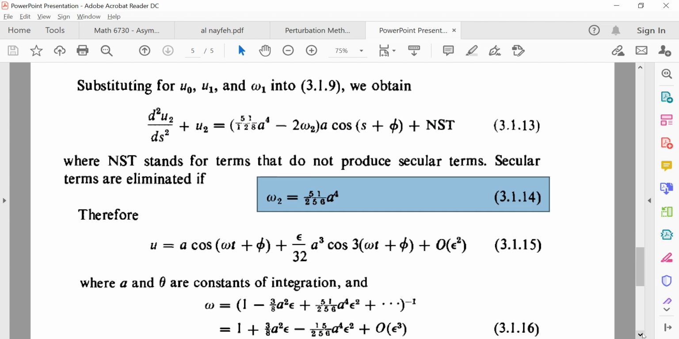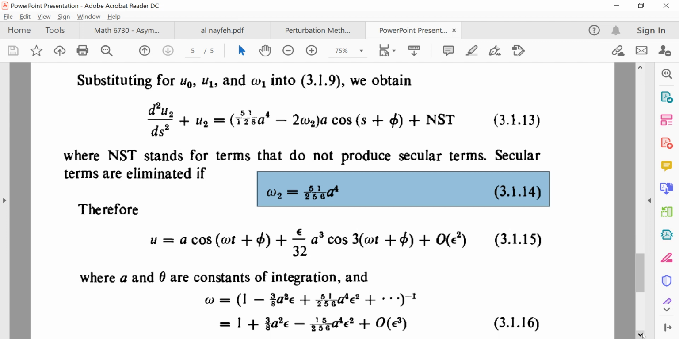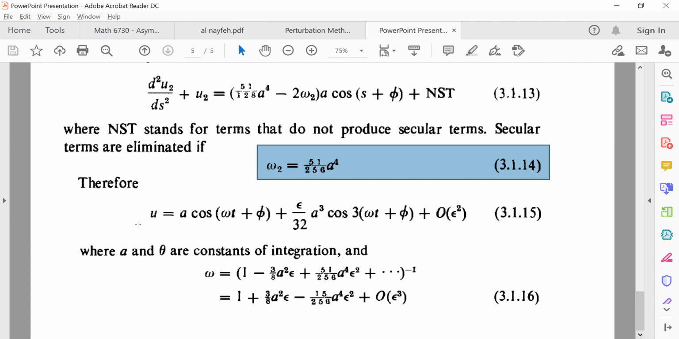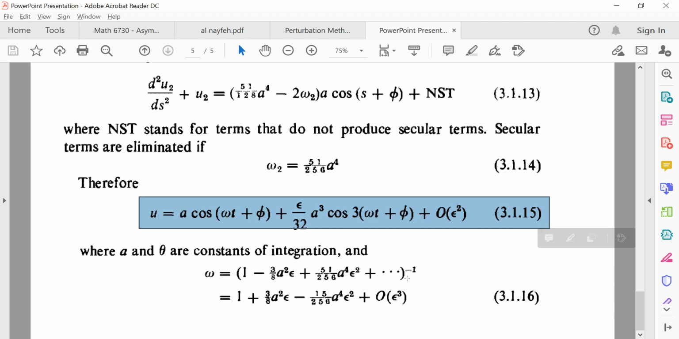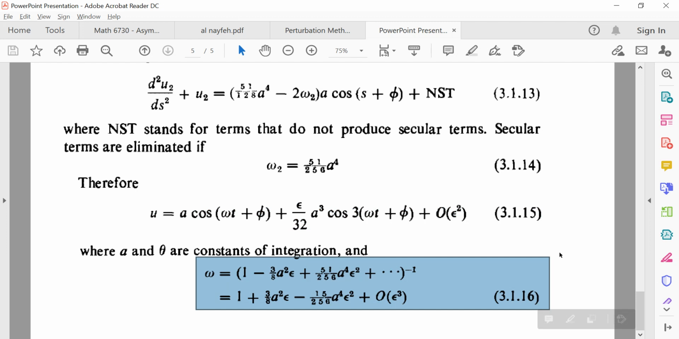Therefore, putting the values of u₁ and u₀, the required solution u will be given by equation 3.1.15, where a and θ are the constants of integration which are determined, and where ω is determined by ω₁ and ω₂. By putting the values of ω₁ and ω₂, the whole expression for ω will be given by this equation.